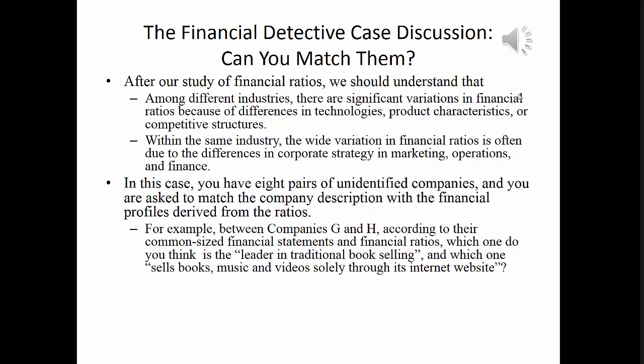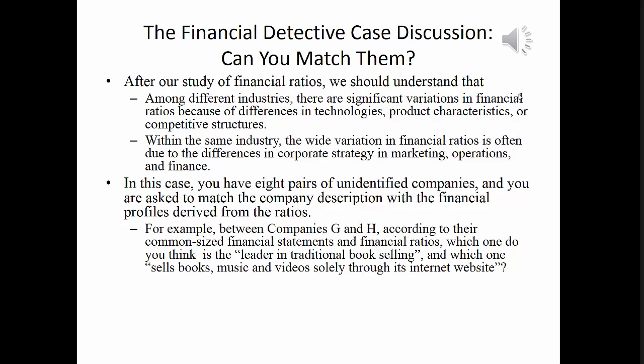After our study of financial ratios, we should understand that among different industries, there are significant variations in financial ratios because of the differences in technology, products, or competitive structures. Within the same industry, the wide variation in financial ratios is often due to the differences in corporate strategy, in marketing, operations, and finance.